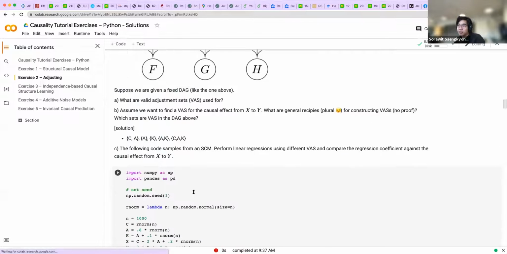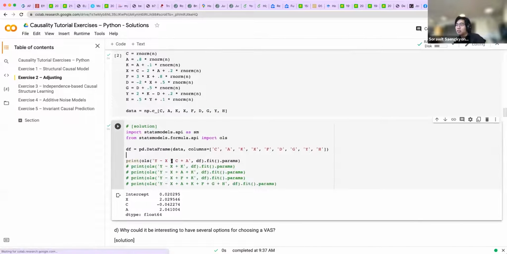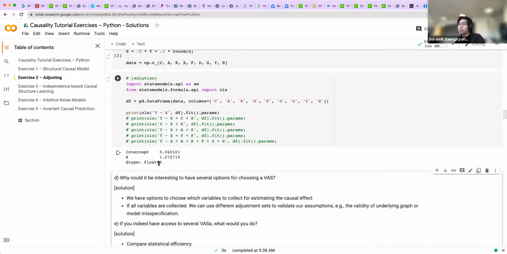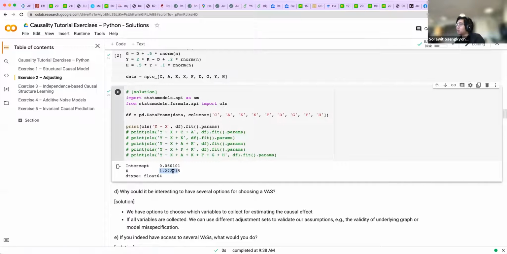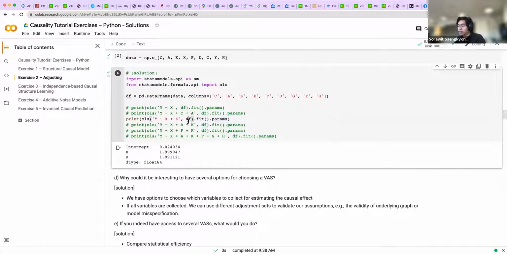Sorry, I need to run this one first. Okay, the first one, I put X, C, and A. So now I get the coefficient of X, and this is approximately true. So it's good. And maybe I can first show you that if I use X alone, I shouldn't get the correct one, right? So if I use X alone, then I get the wrong one. And I can try, let's say, just K, and it's also a good one.